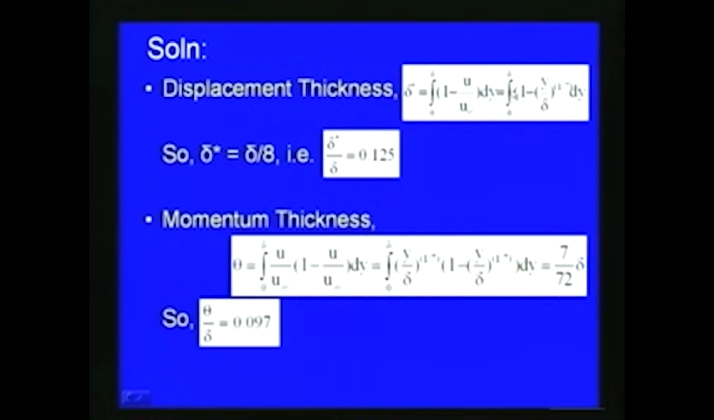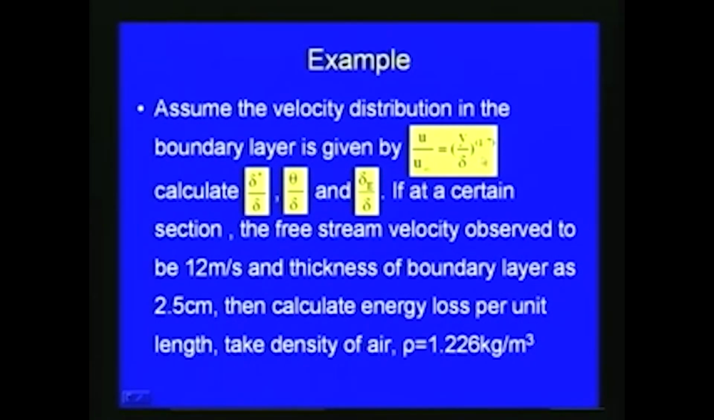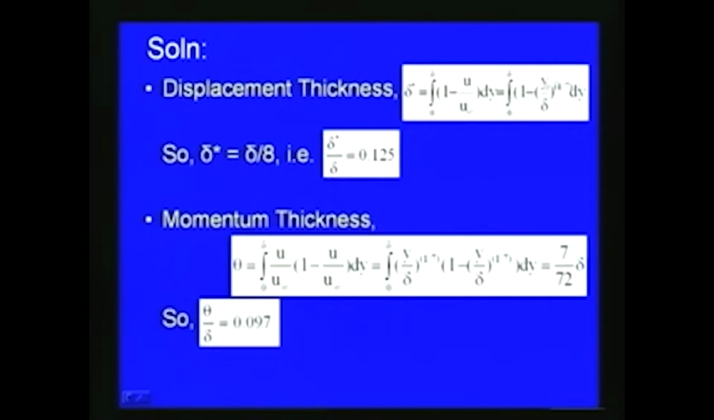So, here the displacement thickness delta star is equal to integral 0 to delta 1 minus u by u infinity dy, that is equal to integral 0 to delta 1 minus y by delta to the power 1 by 7 dy. So, this is after substituting for u by u infinity is equal to y by delta to the power 1 by 7. So, this we can approximate, and then we can show that this delta star, the displacement thickness, is equal to delta by 8, so that we can write the ratio between the displacement thickness to boundary layer thickness, delta star by delta, is equal to 0.125.